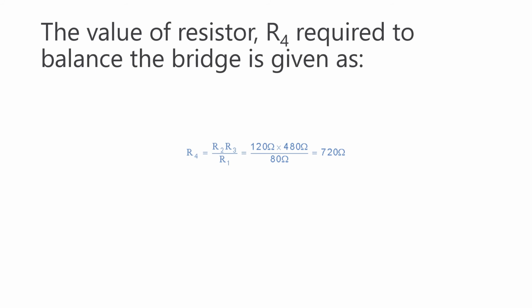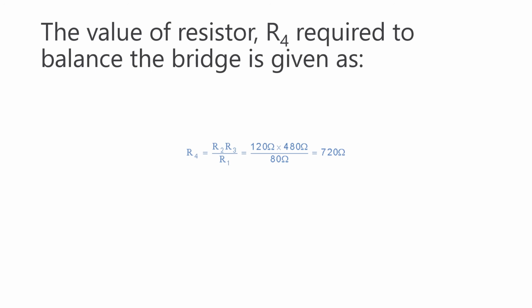In AC bridges, the bridge arms have resistances, capacitances, inductances, or a combination. The supply used is an alternating supply. The detector used in AC bridges is either a galvanometer or headphones, whereas in DC bridges, the D'Arsonval galvanometer can be used.